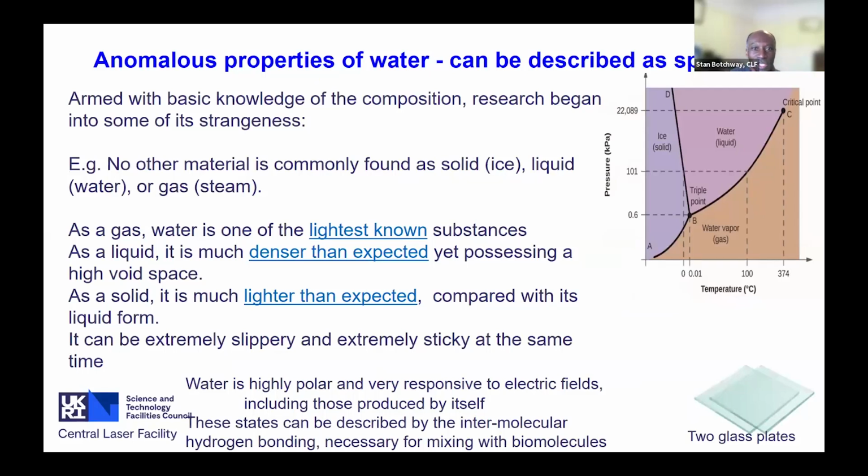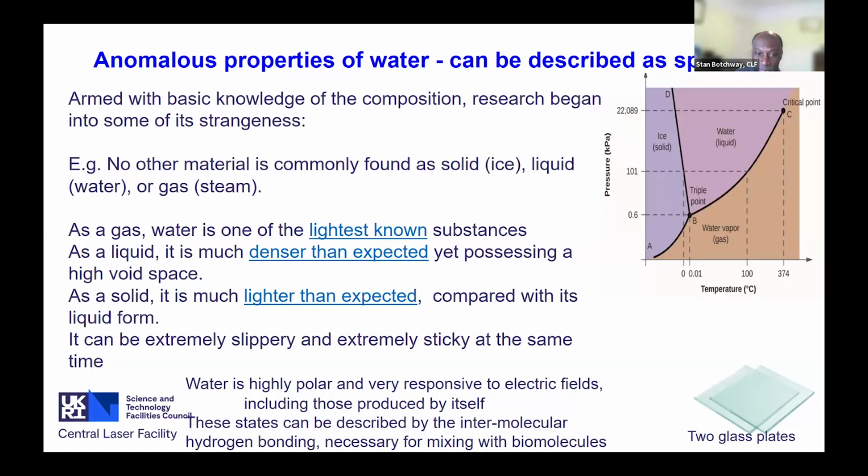So armed with this basic knowledge of the composition, research began about the strangeness of water. For example, no other material is commonly found as solid, liquid, or gas, or coexisting, possibly in what is known as the triple point on this diagram on the right. As a gas, water is one of the lightest known substances, and as liquid, it's much denser than expected, yet possessing very high void space. As solid, it is much lighter than expected as well, compared with its liquid form.